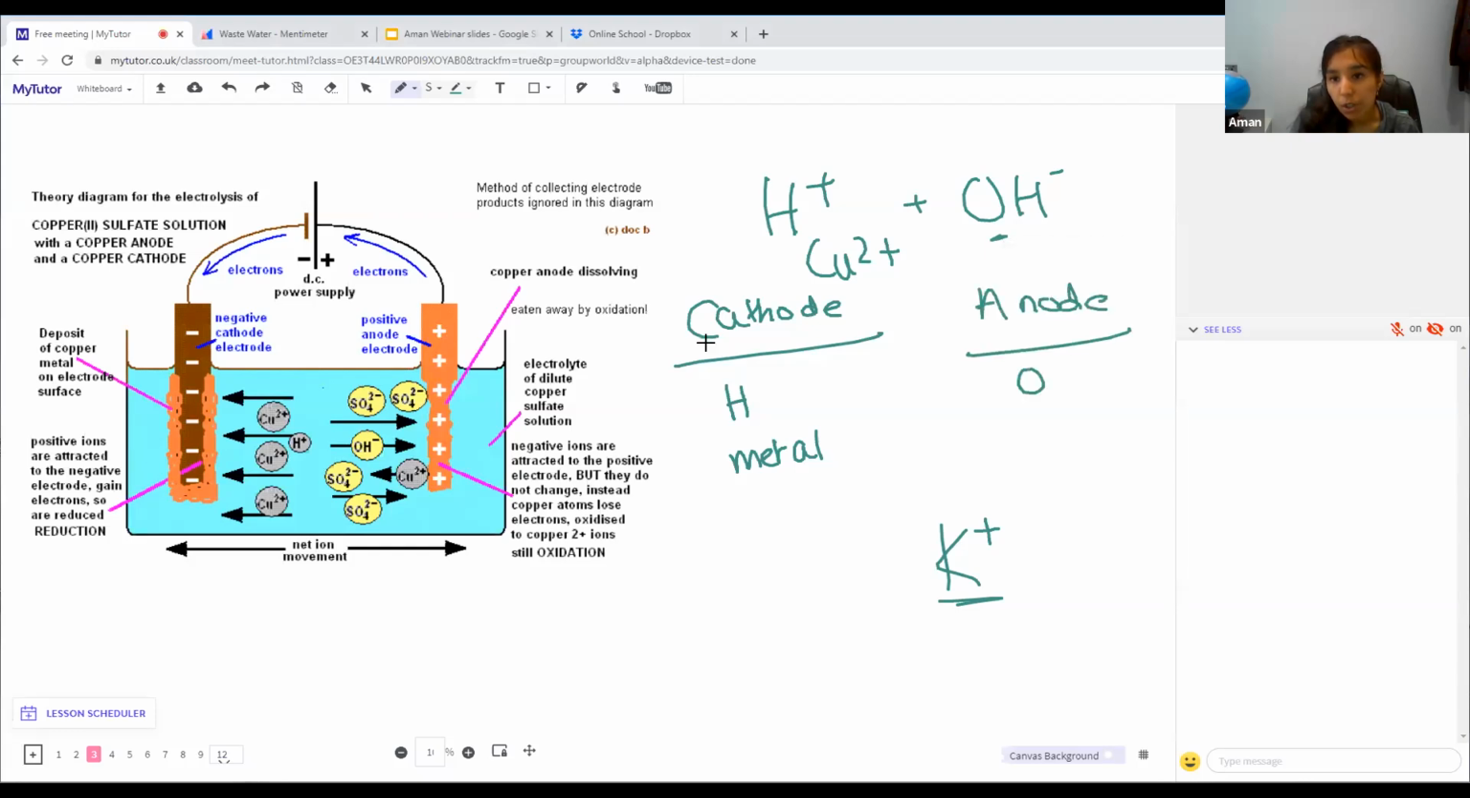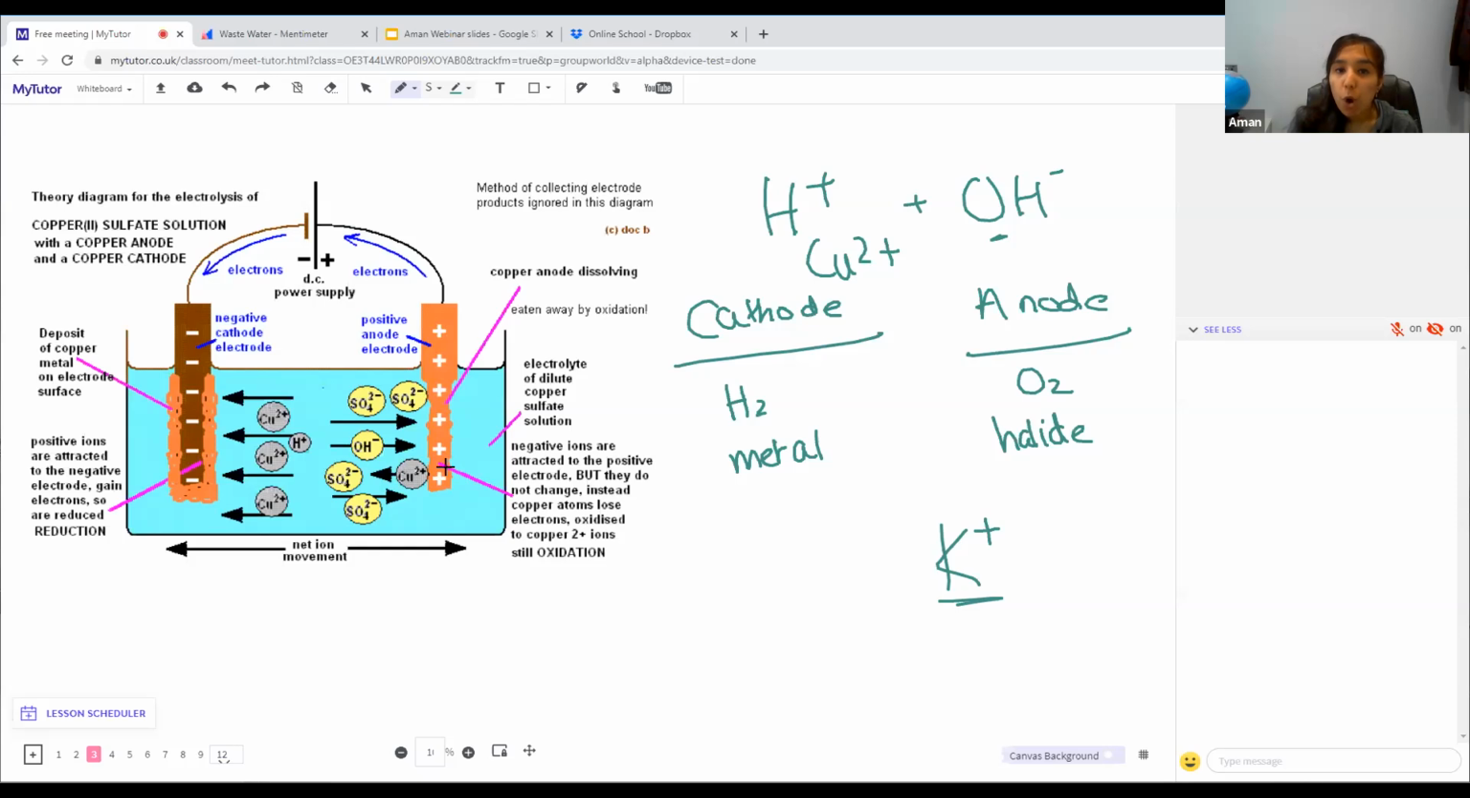So you tend to get oxygen. So you either get oxygen or you get a halide. So a halide, remember, is a halogen, so chlorine, iodine, and bromine. In this case, we haven't got any halides, we've got sulfate and hydroxide. So we would expect oxygen to be produced because sulfate ions will not tend to lose their electrons at the anode. Instead, the hydroxide will go to the anode and lose its electron to become oxygen.